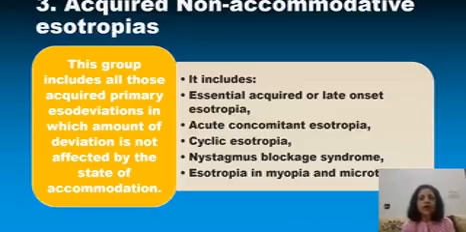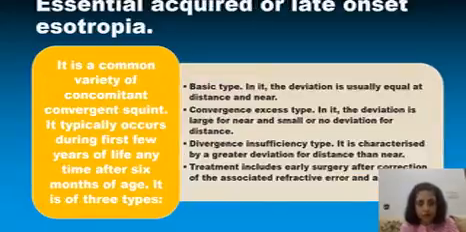Now, acquired non-accommodative esotropias. This group includes all those primary esotropic deviations in which the amount of deviation is not affected by the state of accommodation. This includes essential acquired or late onset esotropia, acute concomitant esotropia, cyclic esotropia, and nystagmus blockade syndrome.